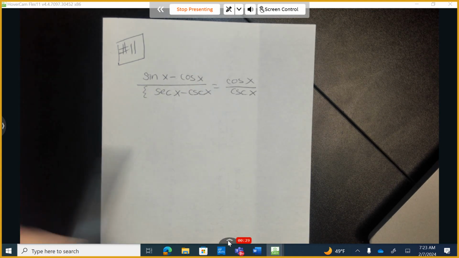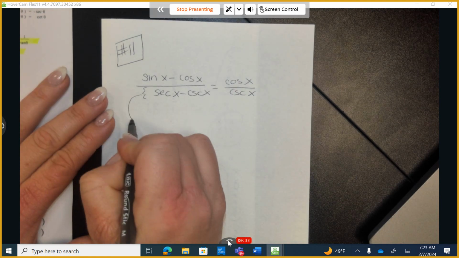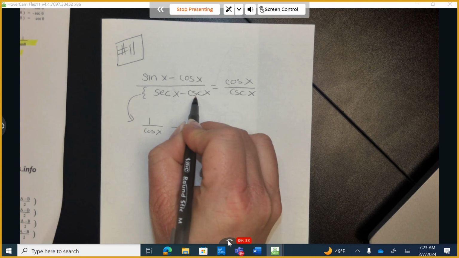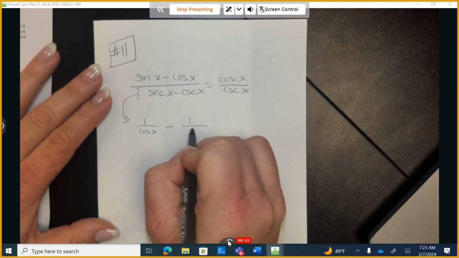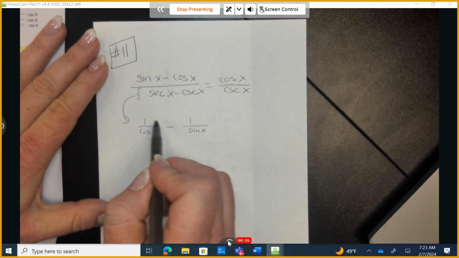So I recognize that secant is the same as 1 over the cosine. So I'm only going to focus on the denominator, 1 over the cosine of x, subtract, cosecant is the same as 1 over the sine. And then using the butterfly method or Mr. McFarland's method, the same thing.